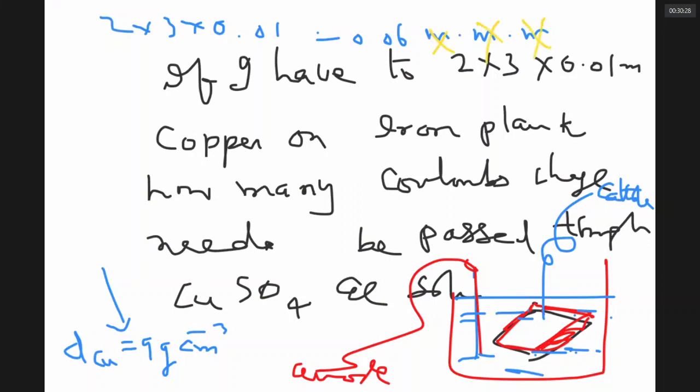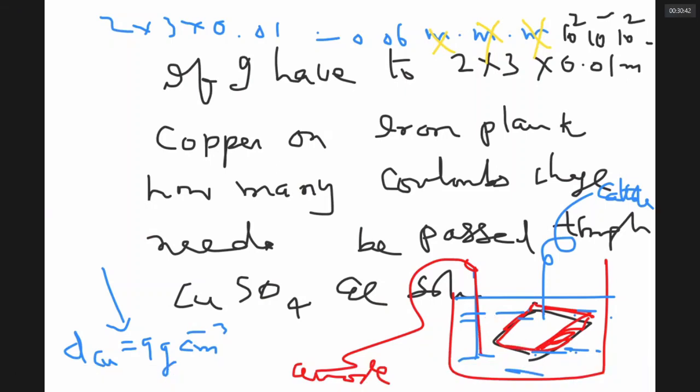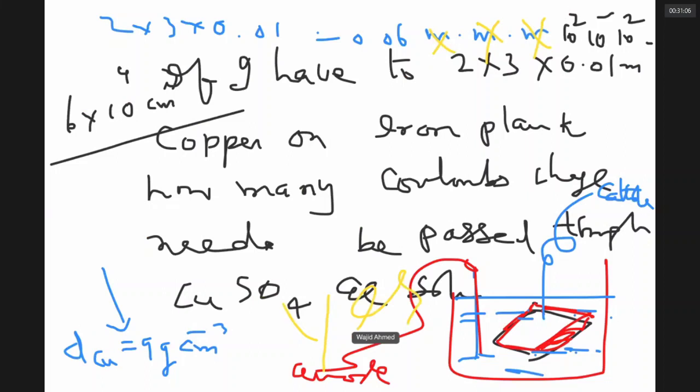Instead of the meter, you need to write 10 to the power 2 centimeters, 10 to the power 2 centimeters, 10 to the power 2 centimeters. So, what is the volume I should go for? 0.06 into 10 to the power 6. That's called how much, sir? 6 into 10 to the power 4 centimeter cube is the volume I need to coat.